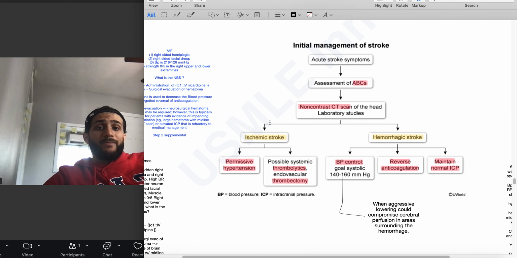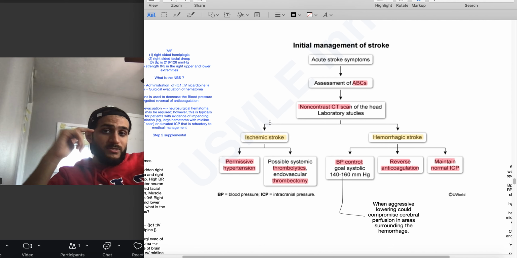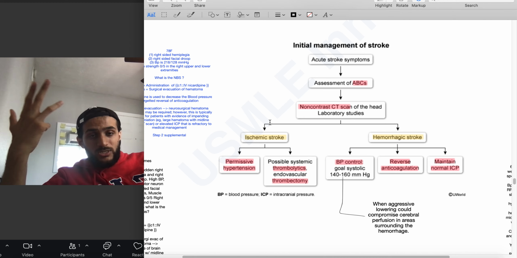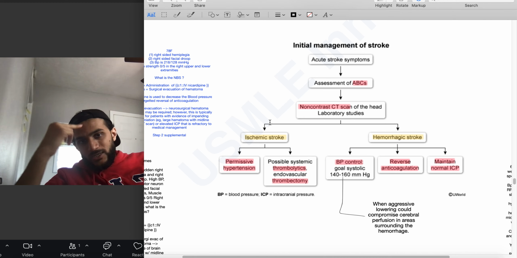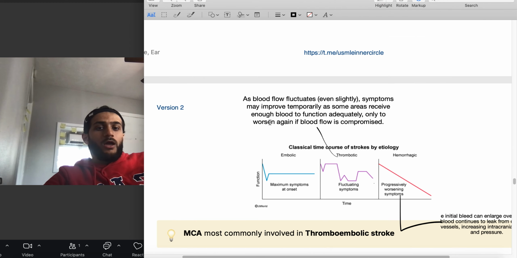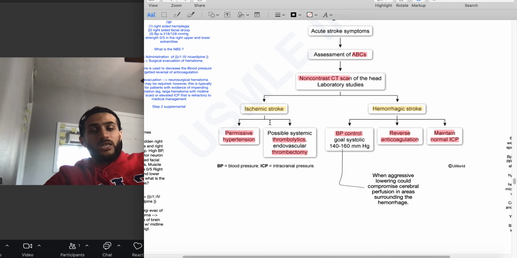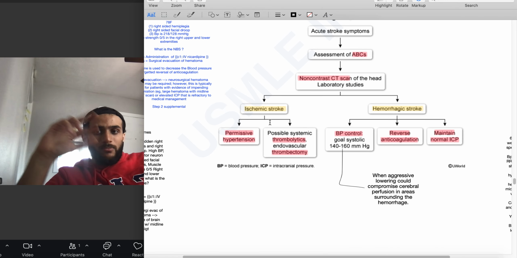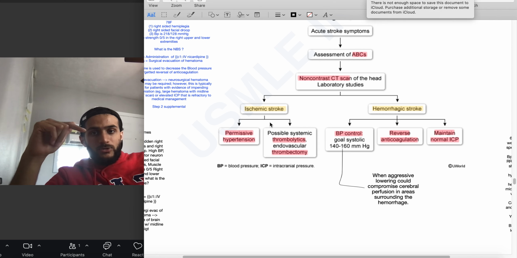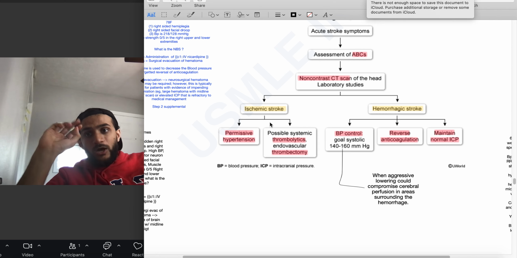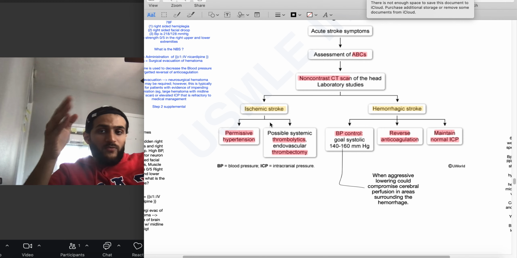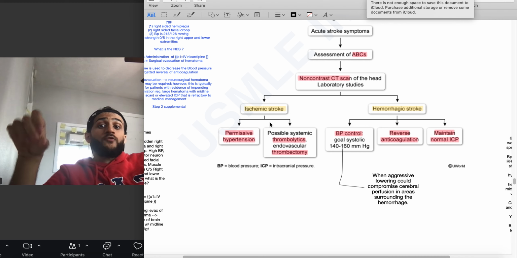We can see initial management of stroke. We want to make sure we do ABCs: make sure the airway is fine, breathing is fine, and circulation is fine. Then we want to do a non-contrast head CT. Once we do that, if there's whiteness, we think hemorrhage. If there's black, we're thinking ischemic stroke. So we may give permissive hypertension, allowing their blood pressure to be high so they have enough perfusion. And if we're within 4.5 hours, we can give thrombolytics or go for thrombectomy.